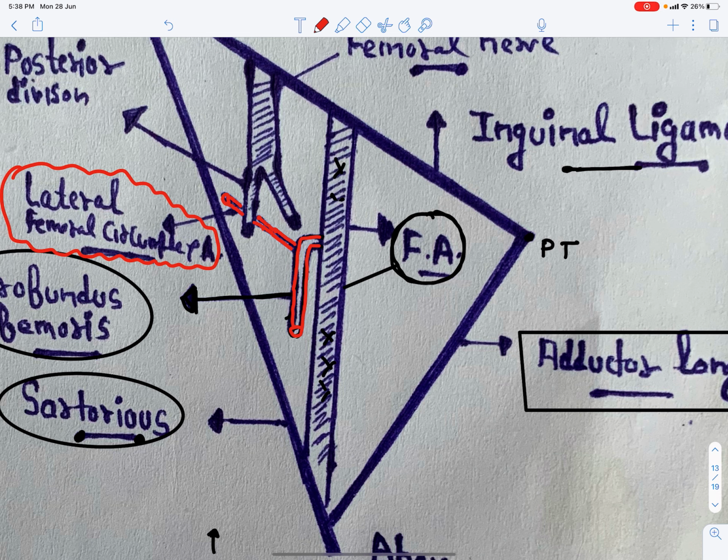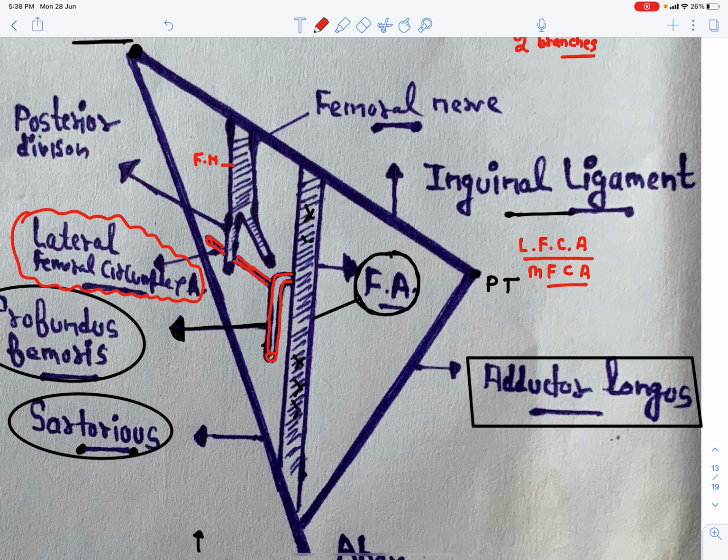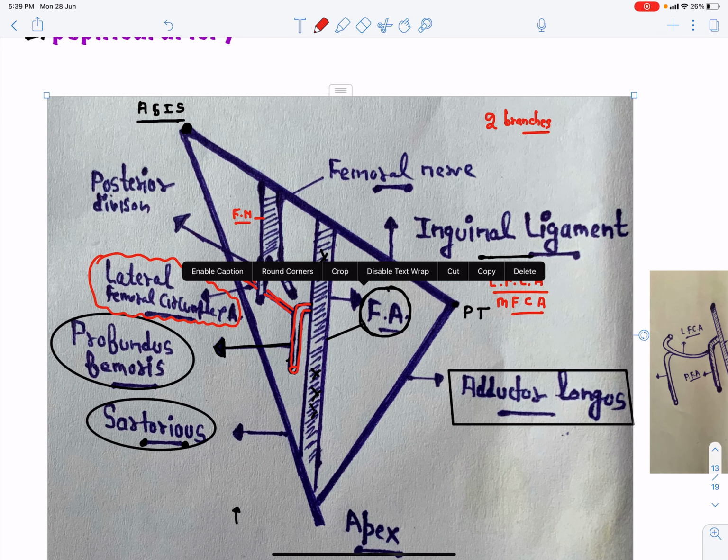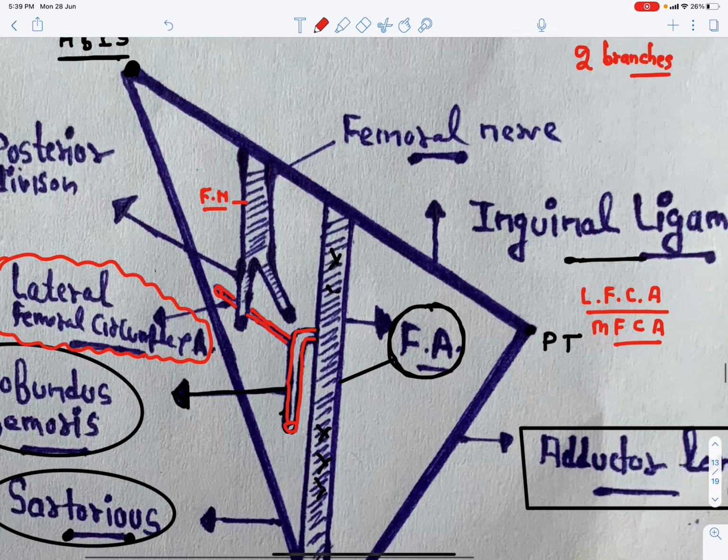Now where this lateral femoral circumflex artery is present, see, in the lateral aspect of the femoral triangle we have the femoral nerve. This is our femoral nerve. Where is the femoral nerve present? Lateral to the femoral artery, or we can say in the lateral aspect of the femoral triangle. Because this side we have the lateral side, this side we have the medial side, right? So in the lateral aspect of the femoral triangle, we have the femoral nerve.